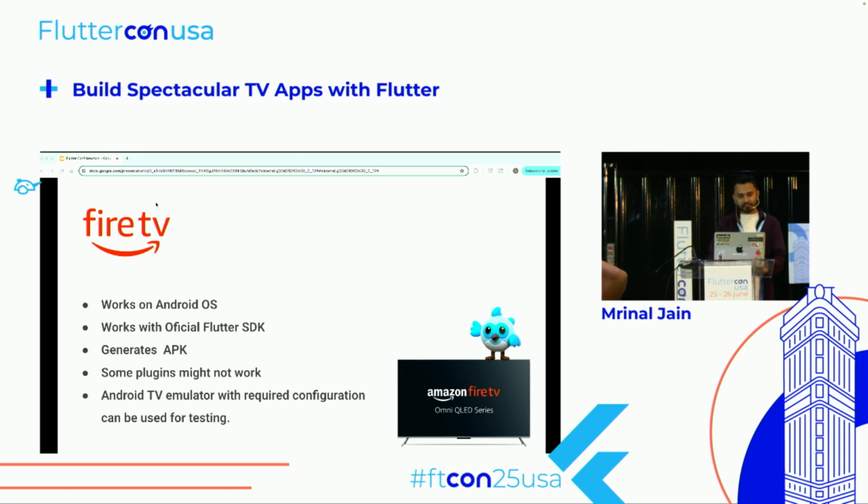Now, Fire TV also provides you a specific required configuration for creating emulators, so it becomes pretty easy to test your applications on Fire TV as well. You just need to add those configurations to the Android Studio's emulator configuration, and then it would be available by default for you. So this is about the Fire TV.